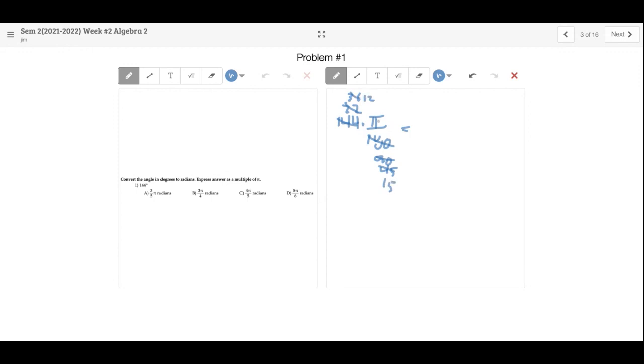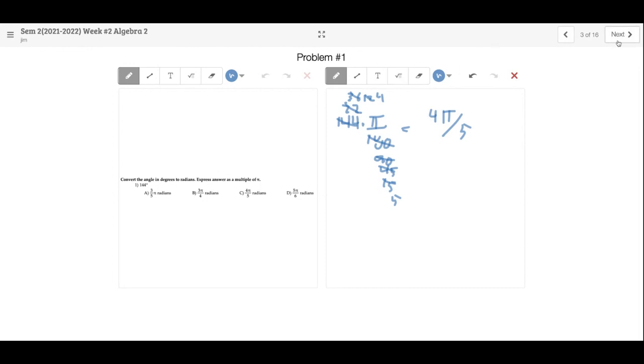3 goes into here 12 times. Looks like 3 goes in there again. So that goes in there 4 times. That goes in there 5 times. So I end up with 4 pi over 5 by simplifying. I always just simplify the easiest number out. Now, some of you might look at it and say, oh, I can take out a 12 or something like that. I just take out the easiest number I can. So I end up with 4 pi over 5. Does that make sense? All I did is multiply by pi over 180, simplified it out. That's it. Okay. All right.